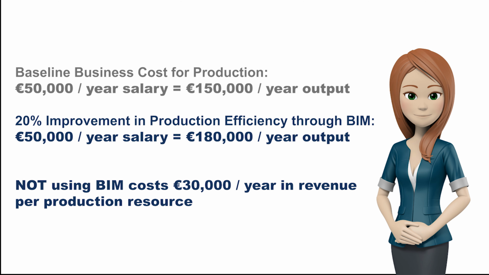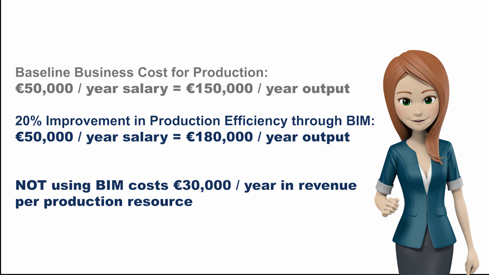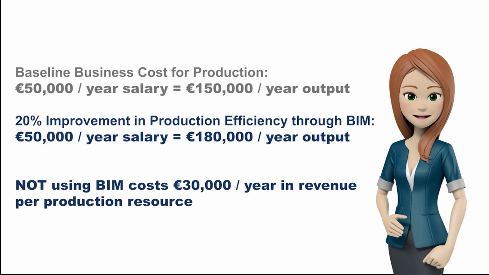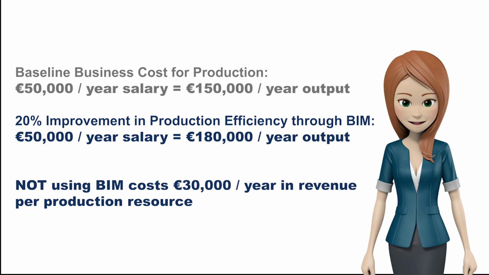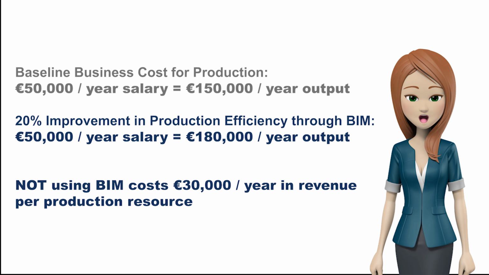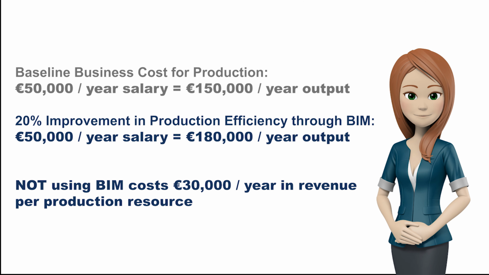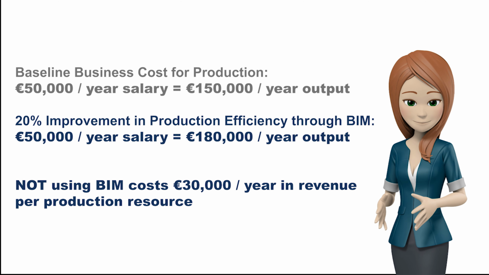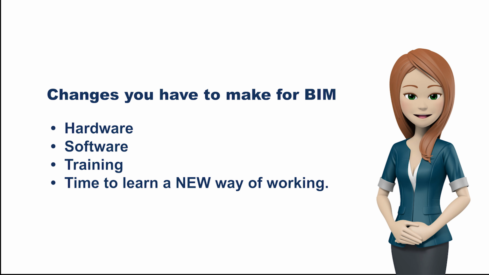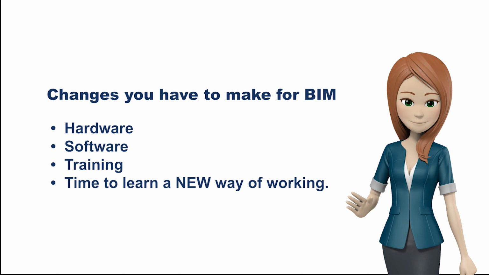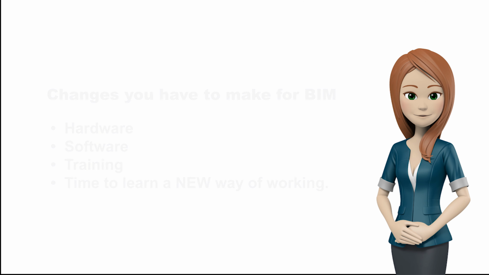So the same resource, on a salary of €50,000 per year, would now produce €180,000 per year output. Therefore, not using BIM is costing you or your business €30,000 per year per production resource when compared to the baseline cost of business of traditional practice. But in order to use BIM, you have to change your practice from traditional tools to BIM. You'll need to invest in hardware, software, training, and time to learn a new way of working.